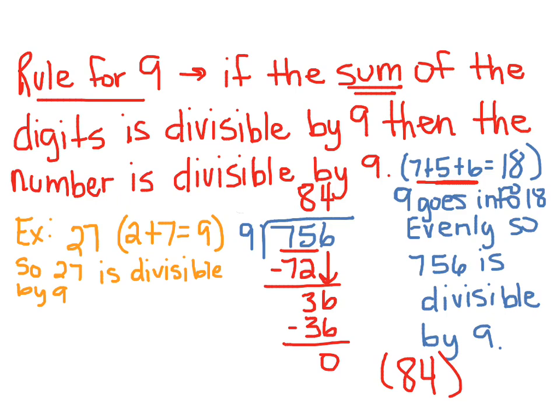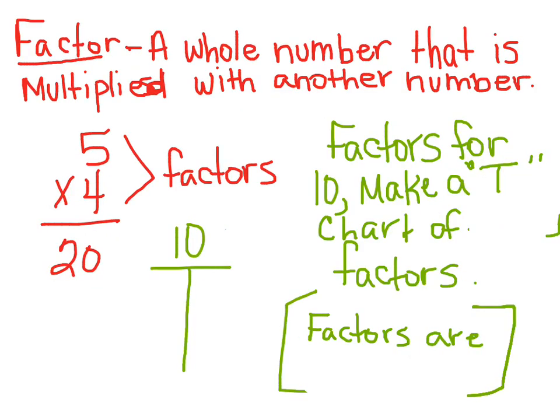Okay? All right, some vocabulary. Factors. A factor is a whole number that is multiplied with another number. So 5 and 4 are factors. 5 times 4 equals 20. The factors for 20 are 5 and 4. What we do is we make T-charts to find all the factors, because when we're looking for factors, we have to list all of them, not just a couple of them. And this is going to help us when we get into fractions. So this is super important.